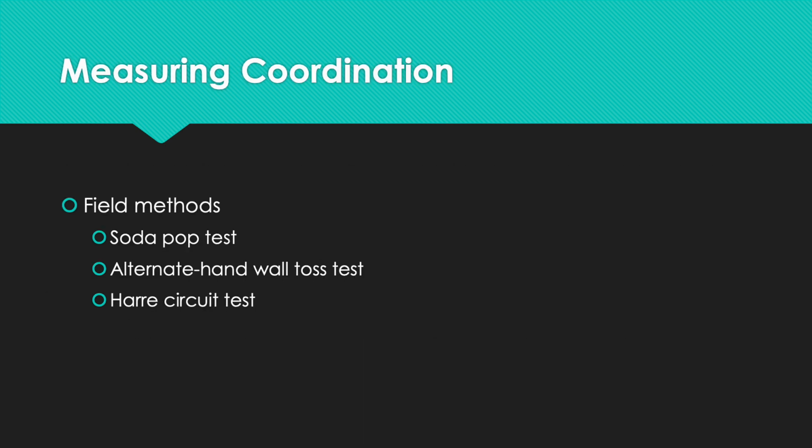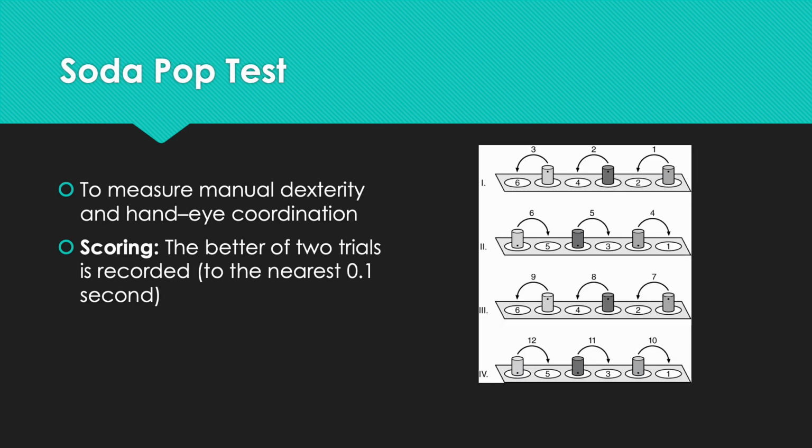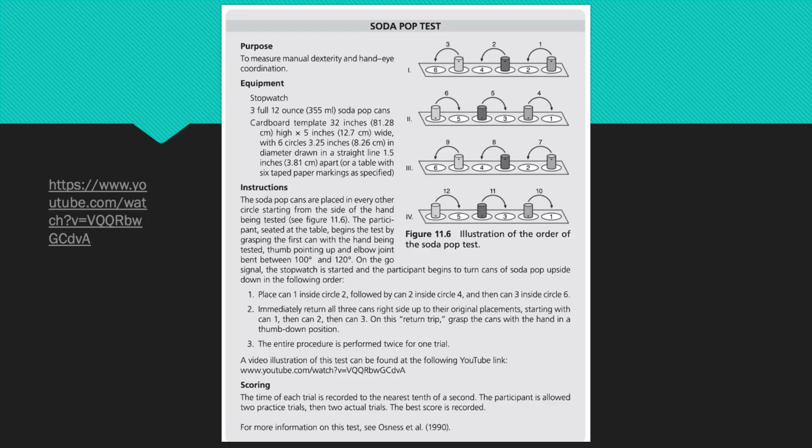There are several field tests to use in order to measure coordination. Some of the most common are the soda pop test, the alternate hand wall toss test, and the hair circuit test. The soda pop test is figure 11.6 in your textbook, and it is used to measure manual dexterity and hand-eye coordination. For scoring of this test, the better of two trials is recorded to the nearest tenth of a second. Here are the full instructions for the soda pop test as well as a video.